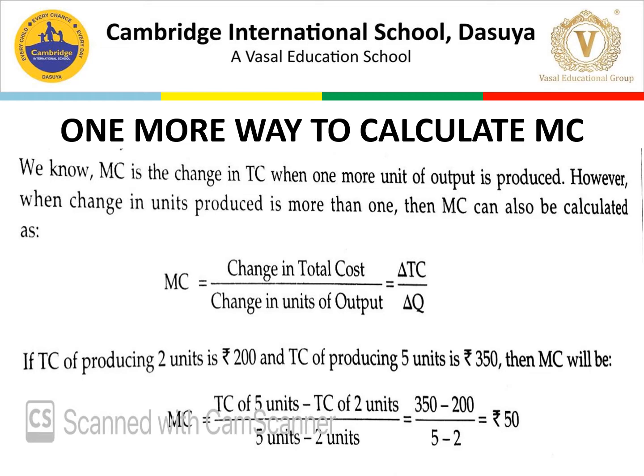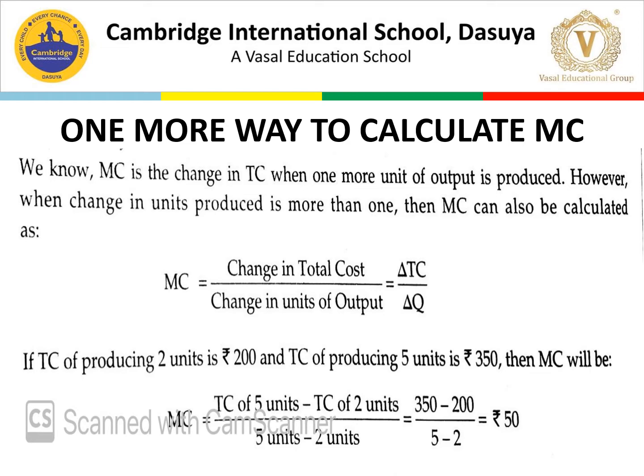So the change that came in TC when we produced one more unit of output. However, when the change in units produced is more than 1, then MC can also be calculated as this. MC is change in total cost over change in output. So it's a very simple one.